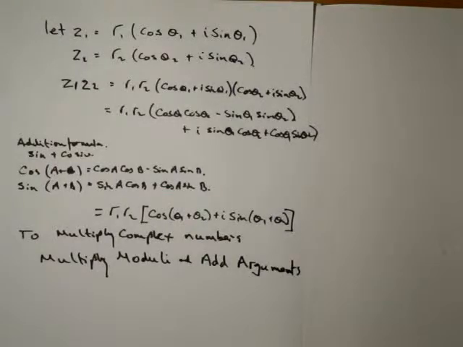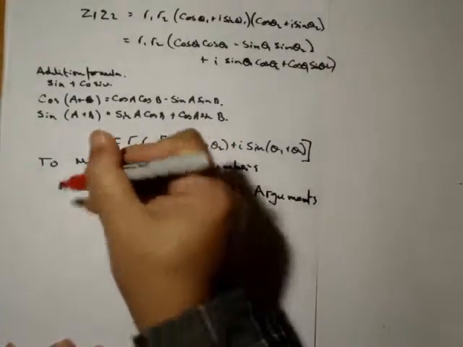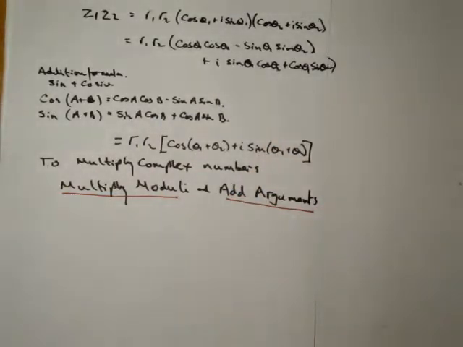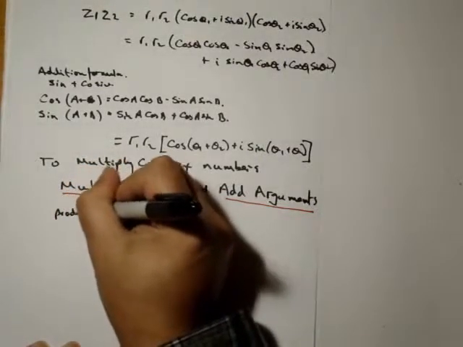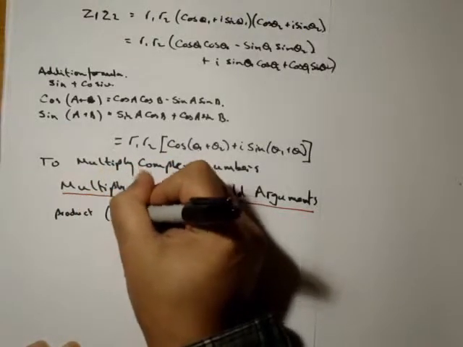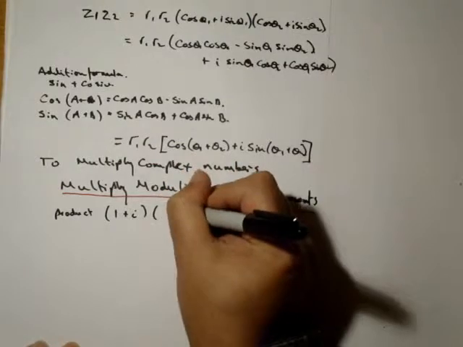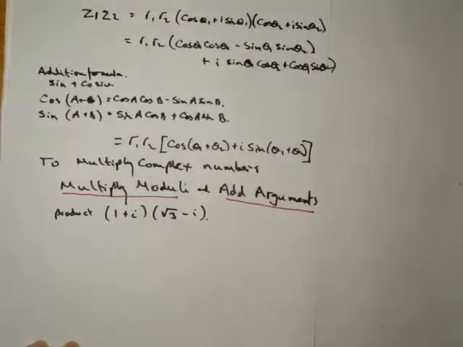So let's have a quick look. This is our rule: multiply the moduli and add arguments. So if we have a quick look at the product, 1 plus i and square root of 3 minus i, those two complex numbers.